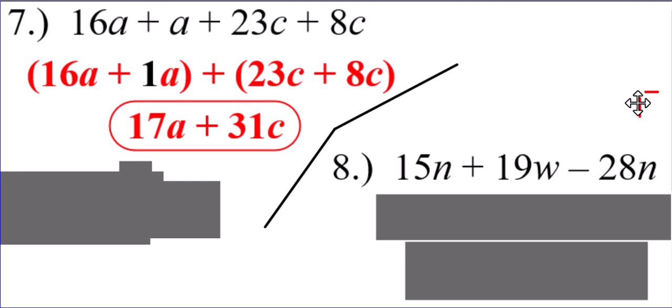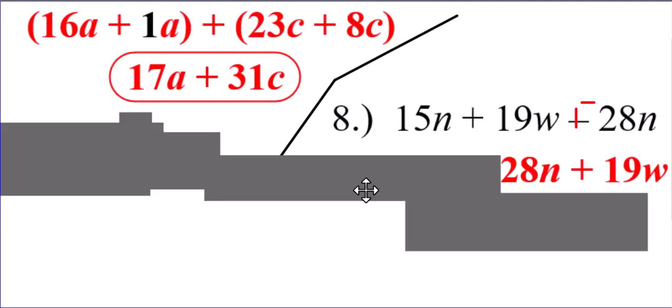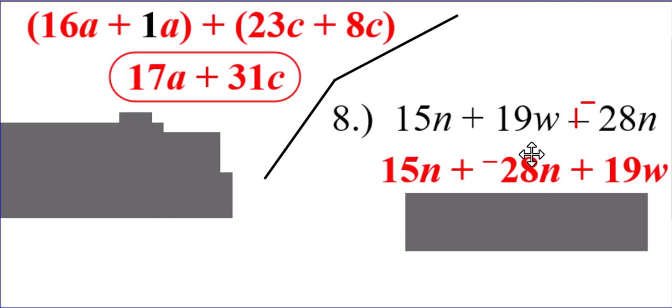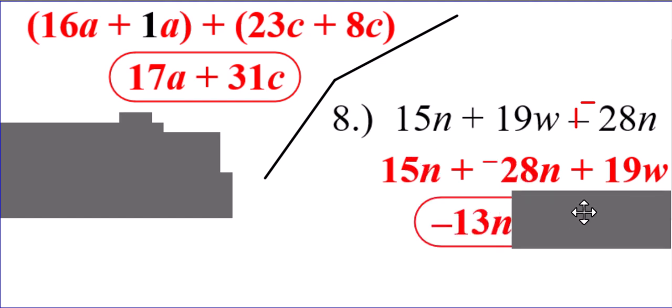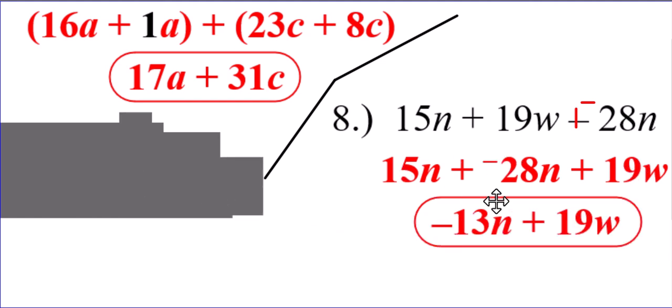Problem number 8. Did you make subtraction become adding the opposite? I hope you did. Otherwise, you would not have been able to do this step, where you switch the order and add the like terms, the n's, to each other. 15n, negative 28n, subtract in your head because it's a positive and a negative, and then bring down the 19w. They are not like terms, n's and w's.